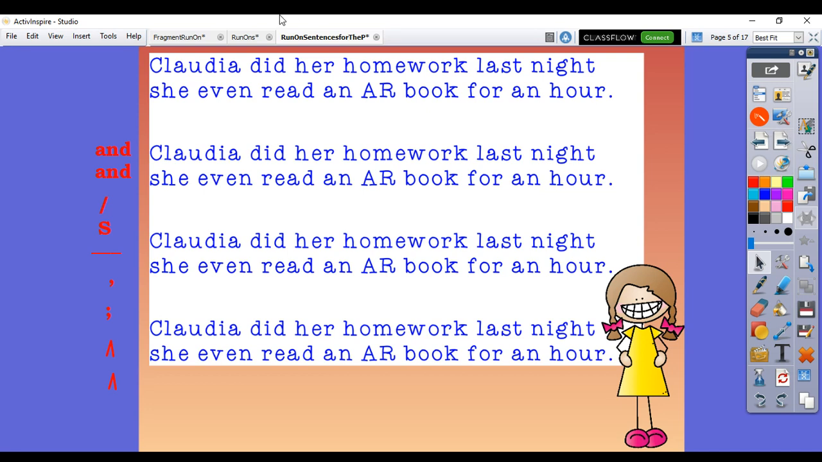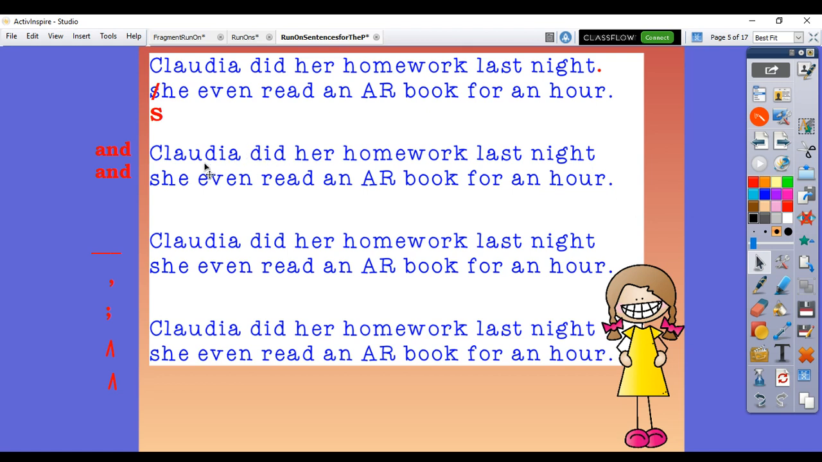Okay, first one says, Claudia did her homework last night. She even read an AR book for an hour. So the first way to correct it is by making it into 2 separate sentences. The end of the first sentence is right here. Claudia did her homework last night, period. Then another sentence starts here, so I need to capitalize she because it's the beginning of a sentence. So now I have 2 complete sentences punctuated the correct way. That run-on is repaired.